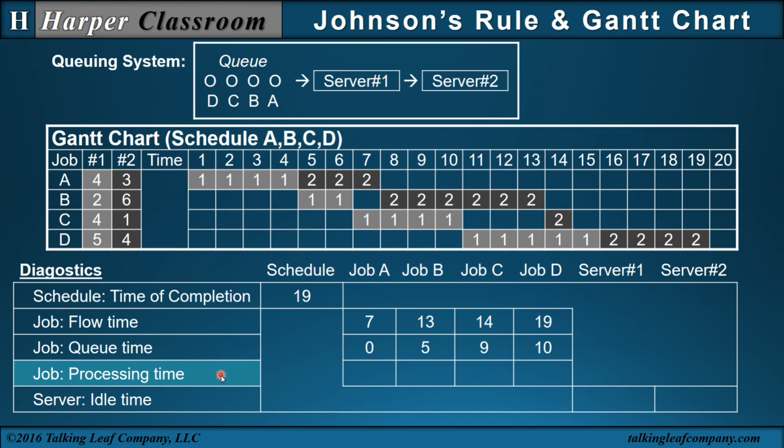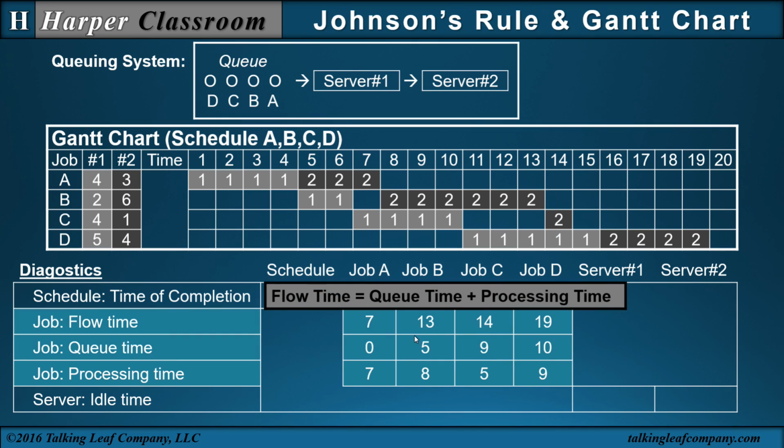Next is processing time. The processing time is the sum of the processing times on server 1 and server 2. 4 plus 3 is 7. B, 2 plus 6 is 8. C is 5. D is 9. But the flow time of each job is equal to the queue time plus the processing time, a property that will be useful in Excel.